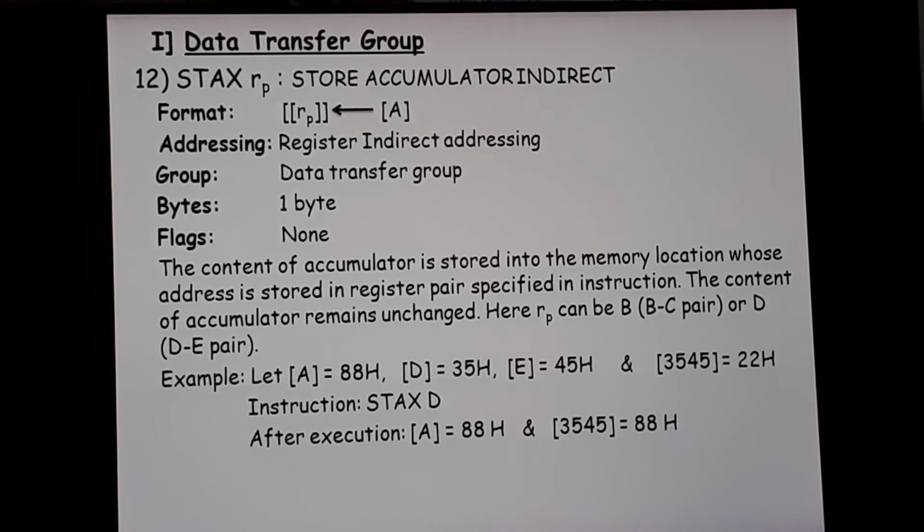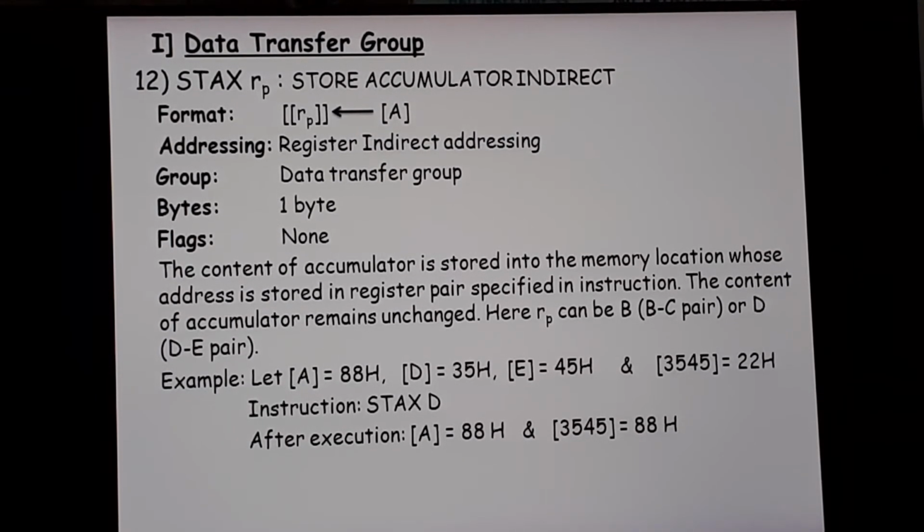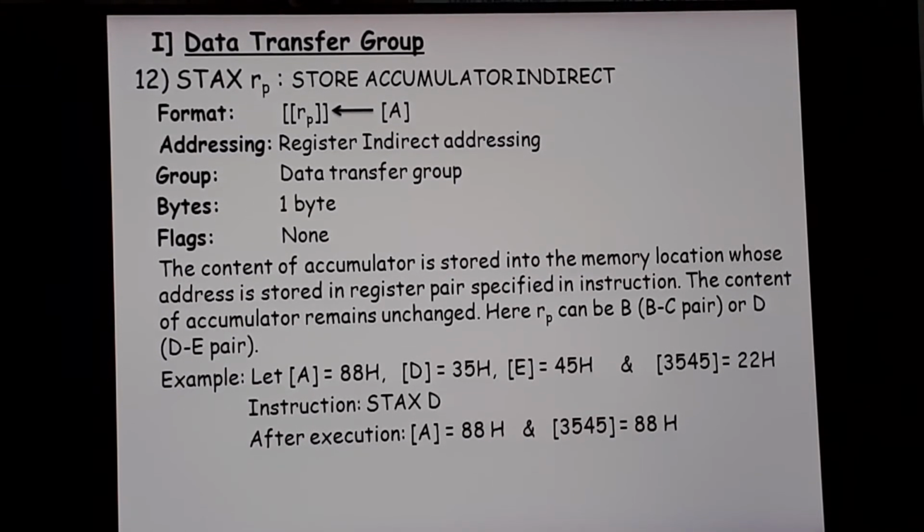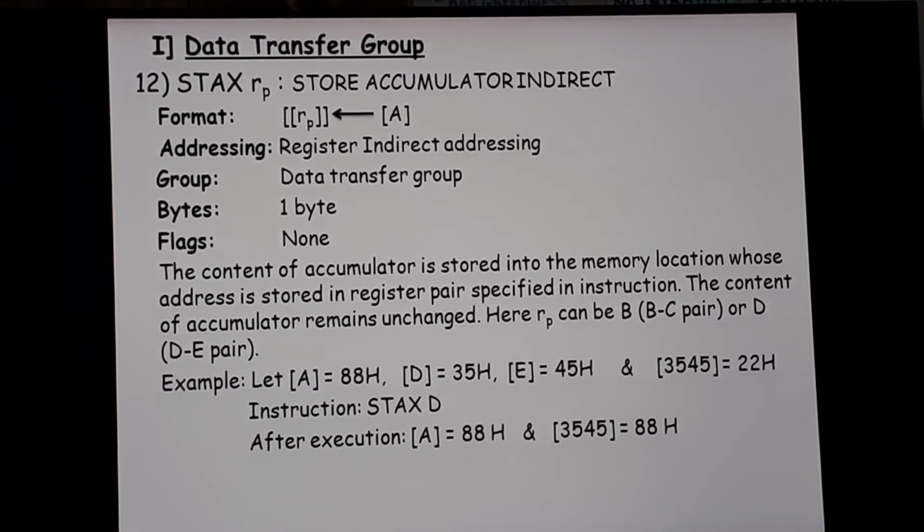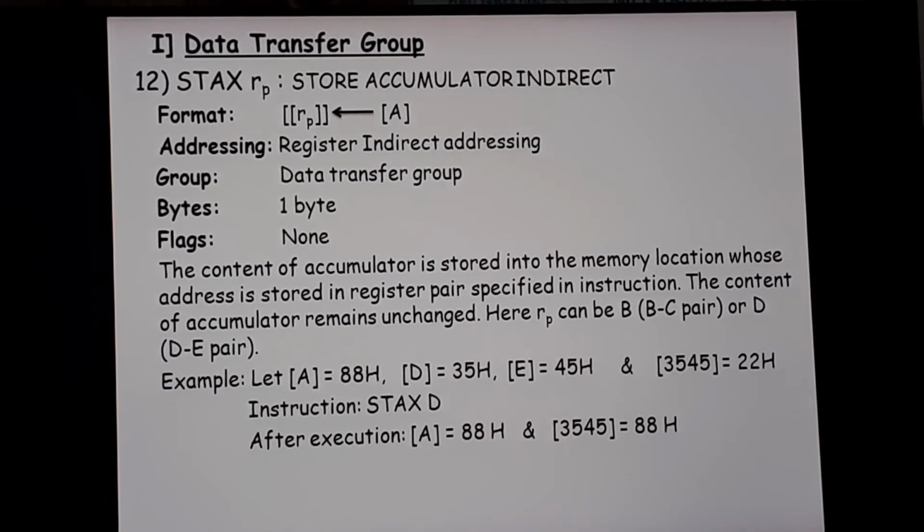Okay. So the content of the accumulator is stored into the memory location whose address is stored in the register pair specified in the instruction. The content of the accumulator remains unchanged here. Unchanged. Okay. Now here the register pair can be BC or DE.